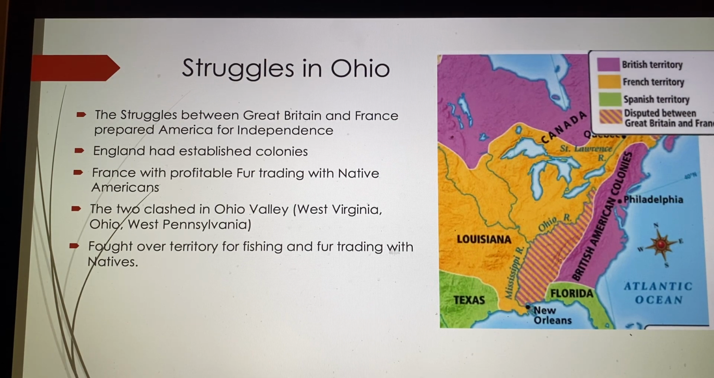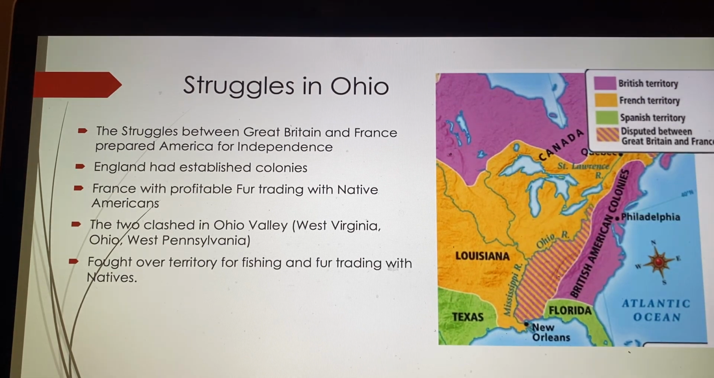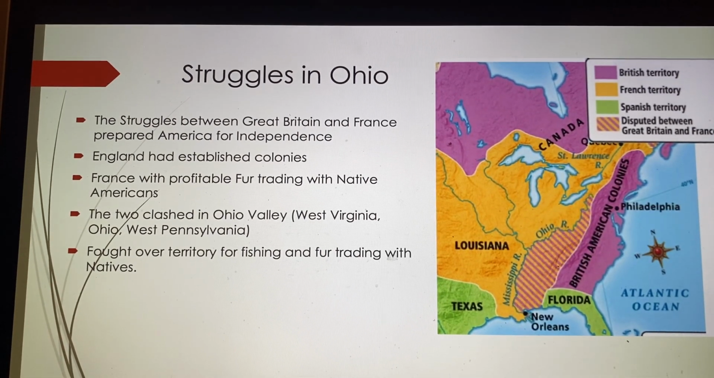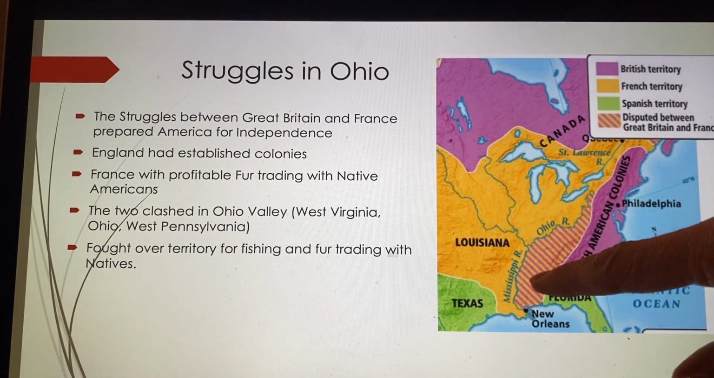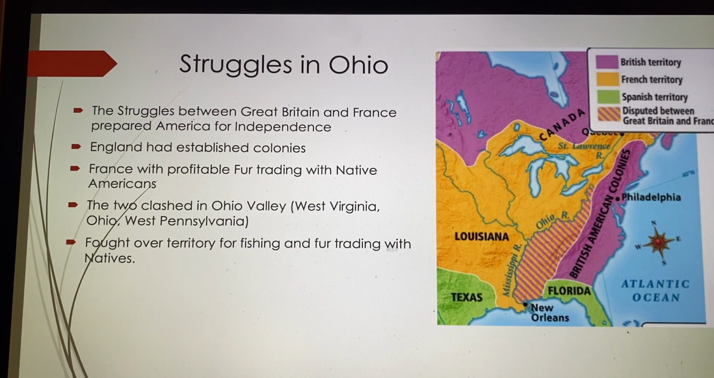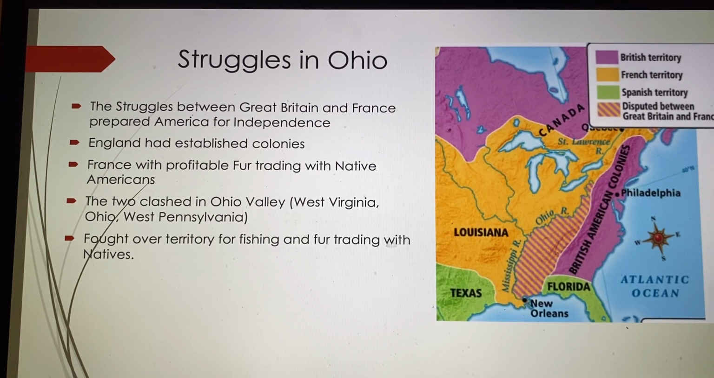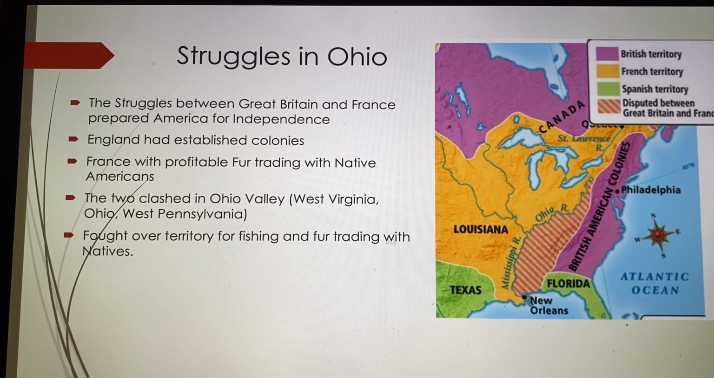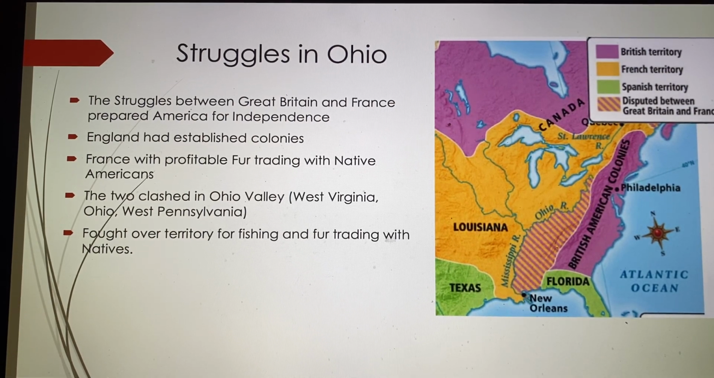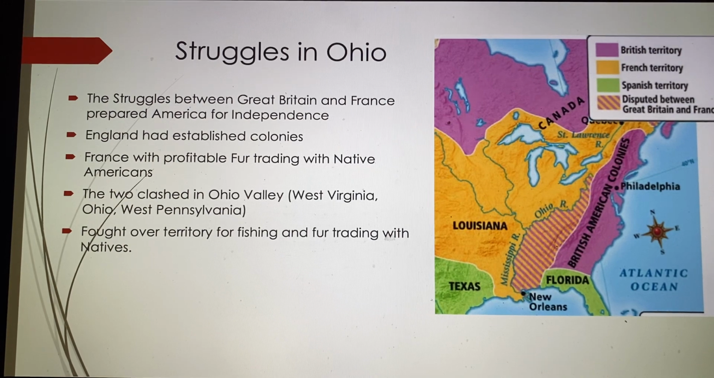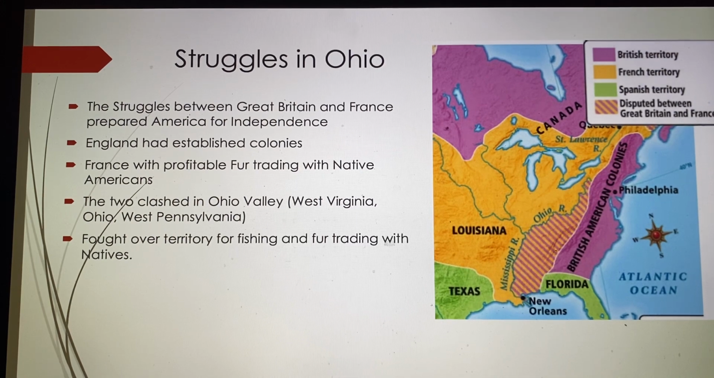But the British and the French were clashing in the Ohio Valley, west of Virginia and west of Pennsylvania, this area with the stripes. And they fought over this territory for fishing and fur trading with the natives. Of course, the French fur traders wanted to go into this area and get their furs and trade with the Indians there. And of course, it was getting very close to the British colonies, and they were in that land already. So there would be a clash between France and England.